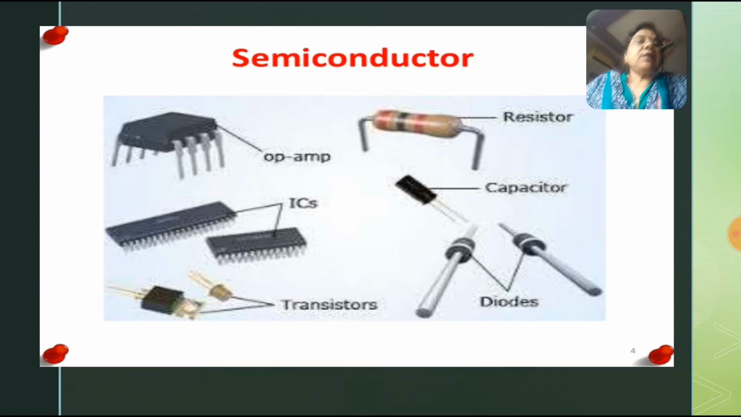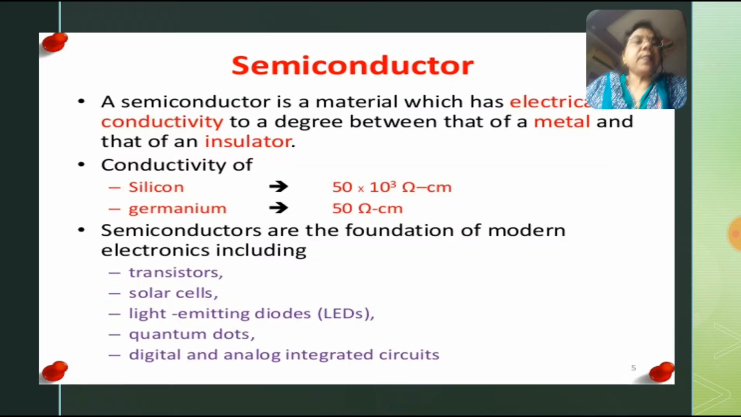So on the screen you see the semiconductors. So different electronic components are there: op-amp IC, then transistors, then diodes, capacitors and resistors, isn't it? So what is a semiconductor?